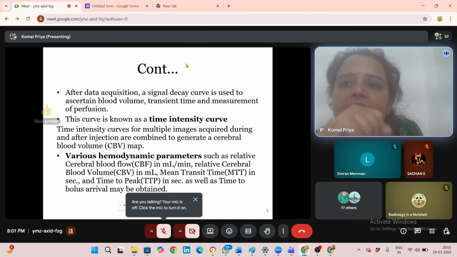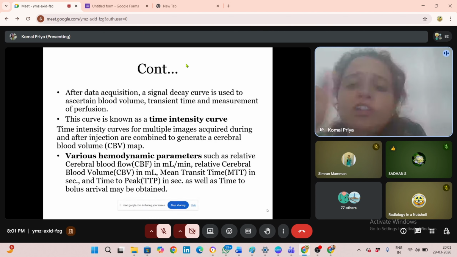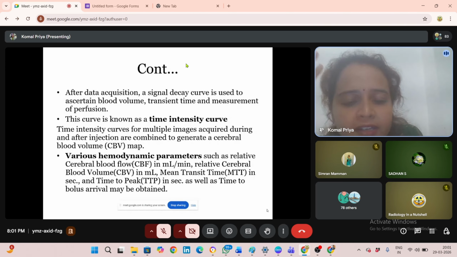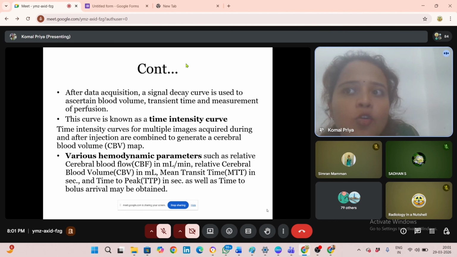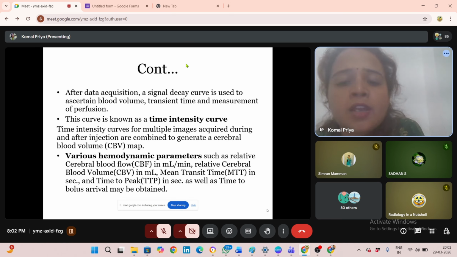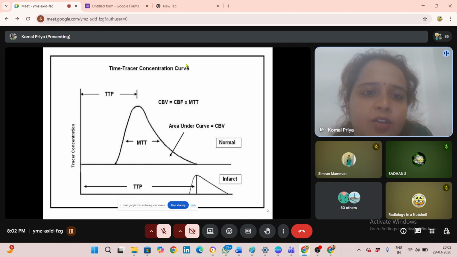So after generating this time intensity curve and combining all these images, you will be seeing the cerebral blood flow map, in which you will see the mean transit time, like at what time the intensity started appearing different, and how it reached the peak, which is known as TTP, time to peak, in seconds. Time to bolus arrival will also be seen, like what time the contrast was injected, how it went out, and what was happening when there was no contrast in your body. So you can see all this in the map.